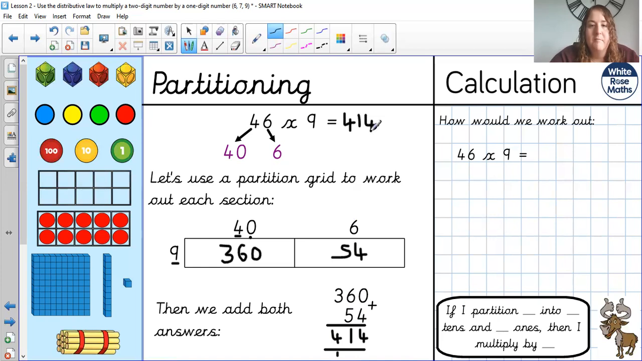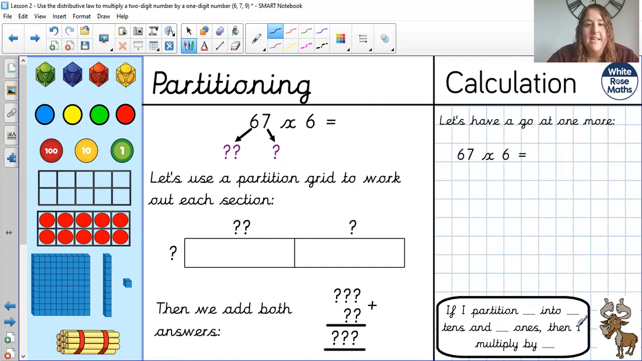414. Brilliant. And then if I just fill in my column, if I partitioned 46 into 4 tens and 6 ones, we then multiply everything by 9. Excellent. Okay, if you need to pause the video at any point and look back through those, you're more than welcome. Let's have a go at one more then together.